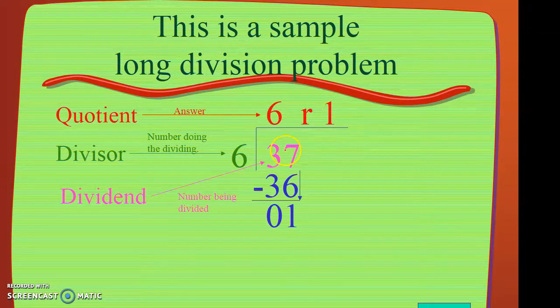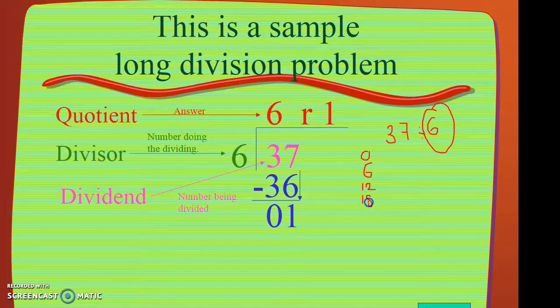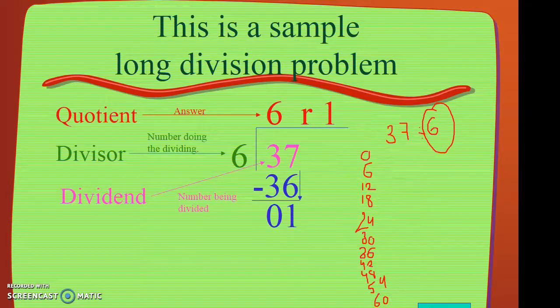How do we divide, for example, 37 by 6? Okay? How do we divide 37 by 6? We will write first table 6. The answers of table 6 are 0, continue by adding 6. 6, 12, 18, 24, 30, 36, 42, 48, 54, and then 60. Okay? These are the answers of table 6.